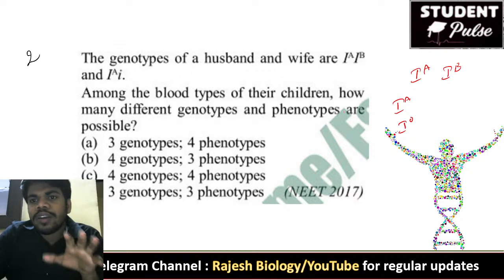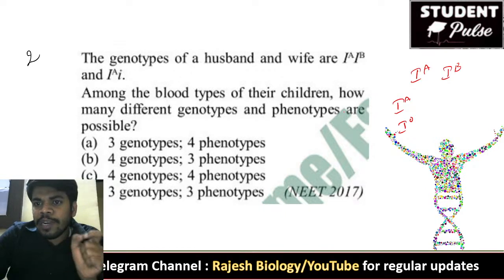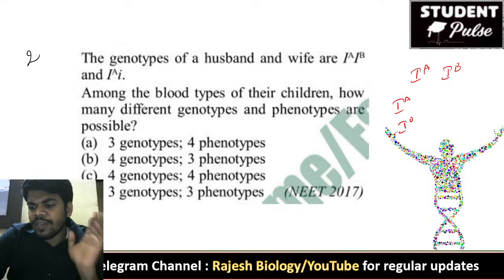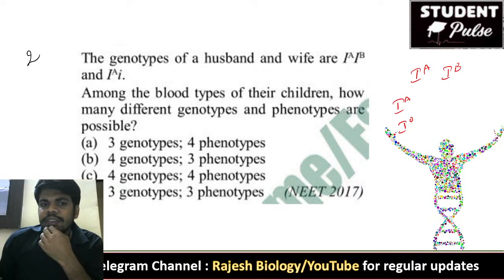Genotypes of husband and wife: husband is AB blood group and wife is A blood group. The children get how many different types of genotypes and phenotypes? Can you calculate this?